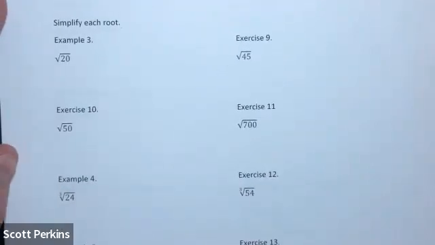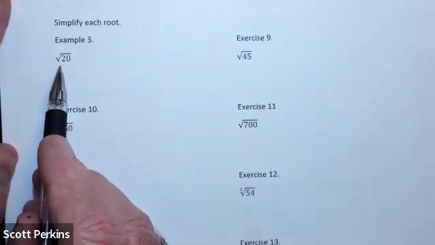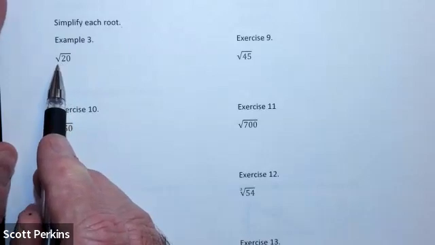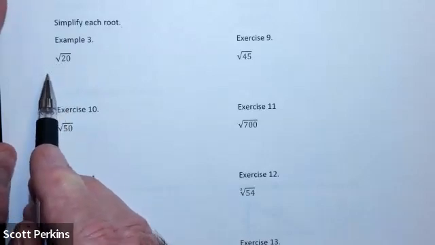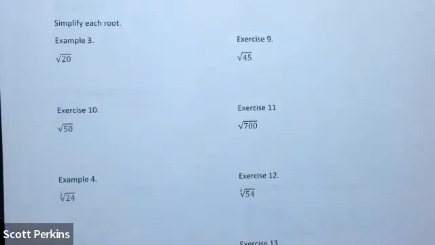So for instance, example 3, this is my example. So for the first time under the radical, I've got a number that I can't ask myself what number times itself gives me 20. There's no nice whole number times itself gives me 20. If you put the square root of 20 in your calculator, you get a long decimal, okay, which is great for doing calculations, but it's not simplified.